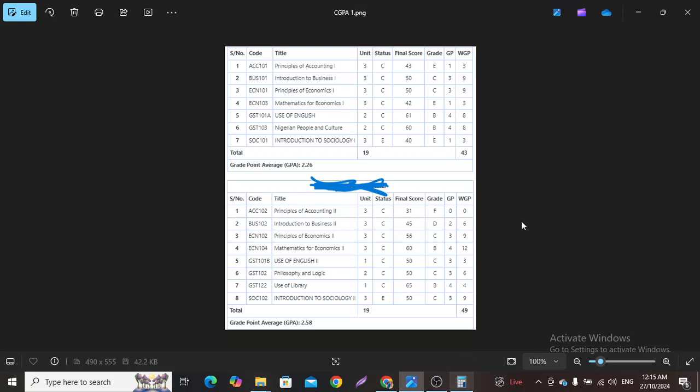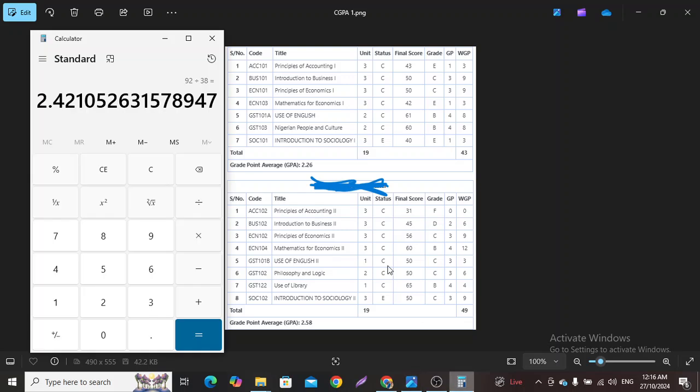So now let's bring out the calculator and first of all calculate the semester GPA, which is grade point average, for first semester and second semester, and then we calculate the session, which will be called CGPA at this time. From here, you take note of something. The total units that the student registered in first semester was 19, and the weighted grade point that the student earned, which is gotten from multiplying the grade point by the unit, is all calculated to be 43.